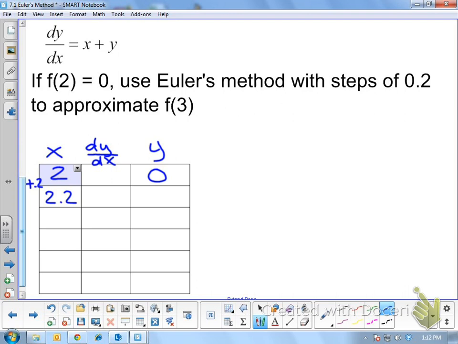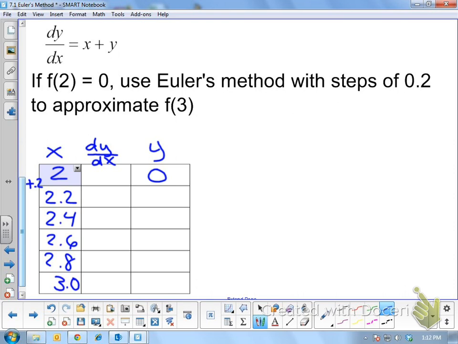So what will all the rest of ours be? And we'd stop at 3 because that's what we're trying to find. So the x values we can get from the very beginning because with any function we usually choose x.